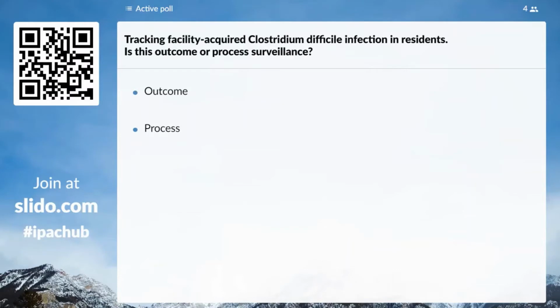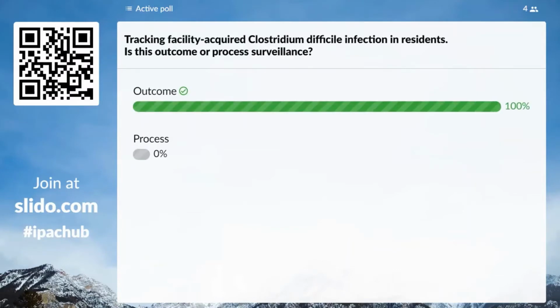Okay, and it looks like we're getting some answers in here. Look at that. We got 100%. Everyone has, so obviously Lana did a wonderful job explaining that, because everyone knows that tracking C. diff infection in residents, this is outcome surveillance. So well done. Let's move on to the next Slido question.